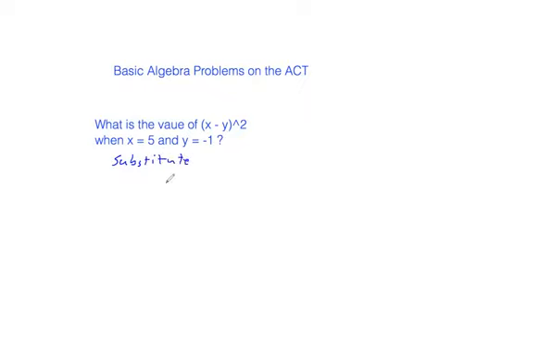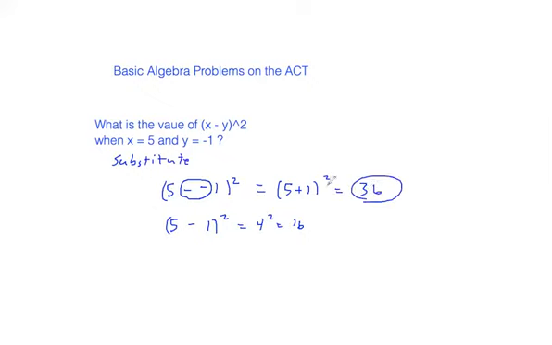So substitute in, and you'd have 5 minus -1 squared. Now, right there is where they probably expect you to make a mistake. They probably expect you to say 5 minus 1 squared, which would be 4 squared, which would be 16. But since minus minus, or negative negative, is positive, it's 5 plus 1 quantity squared, which is 36, and that's the answer that you want.